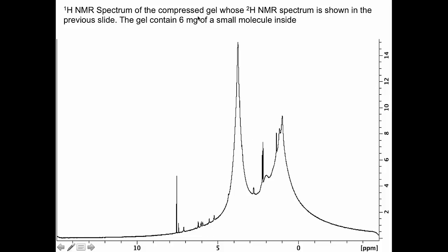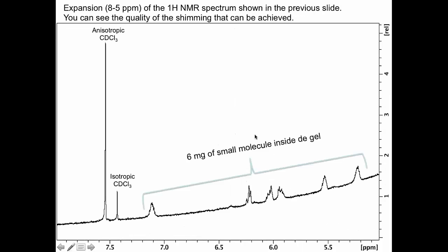Then see, this is the proton NMR spectrum of a compressed gel, the one that is shown in the previous slides, and the gel contains 6 milligrams of a small molecule. This is an expansion, and you can see here, this is the chloroform, and then you can see the quality of the shimming that can be achieved with these gels. These gels are really homogeneous, you know, they're made very homogeneous. And here is the molecule inside, and you still have the chloroform outside.